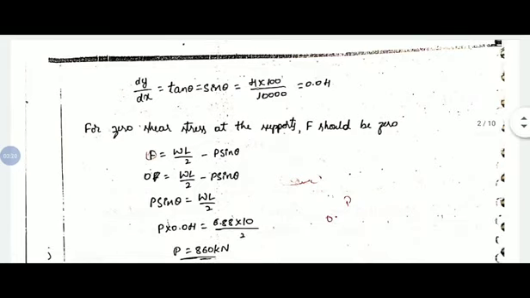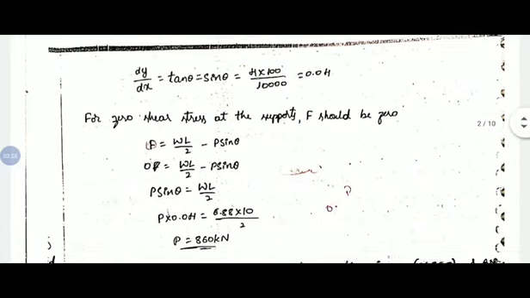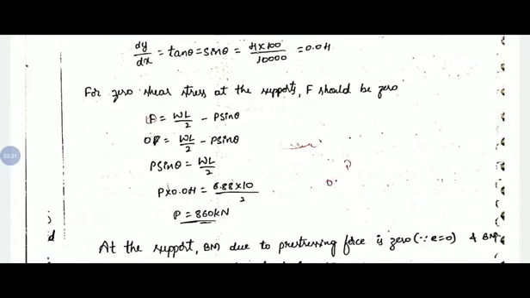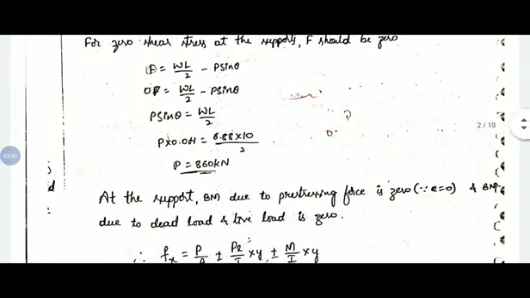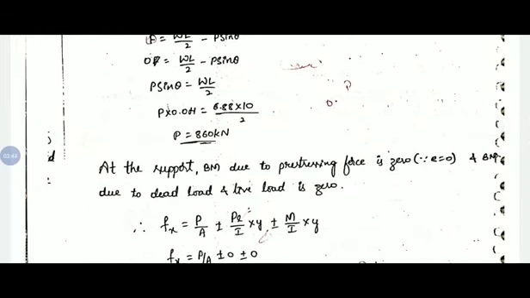Here P we need to keep as unknown, we need to find it out, and sin theta we have calculated, W is known, span is known. On substituting we will get P equals 860 kilonewton. So if we apply the pre-stressing force of 860 kilonewton, then the shear stress will become 0. And at the support section, the bending moment due to pre-stressing force is 0, and the bending moment due to dead load and live load is also 0.